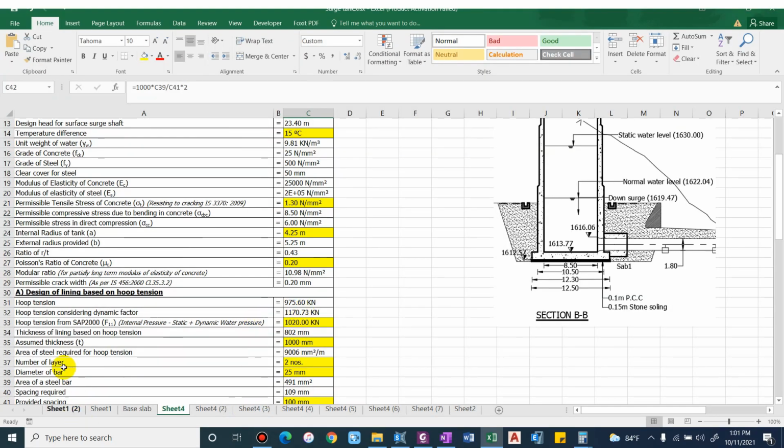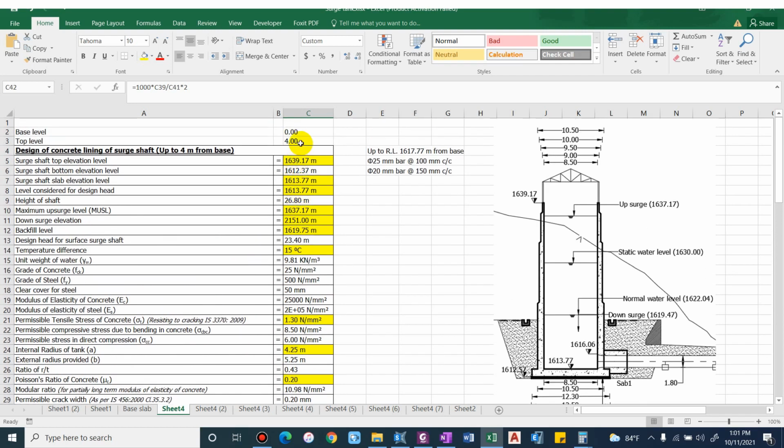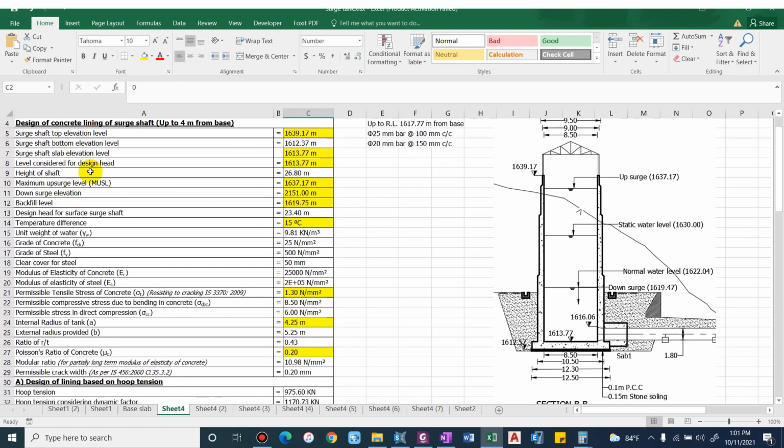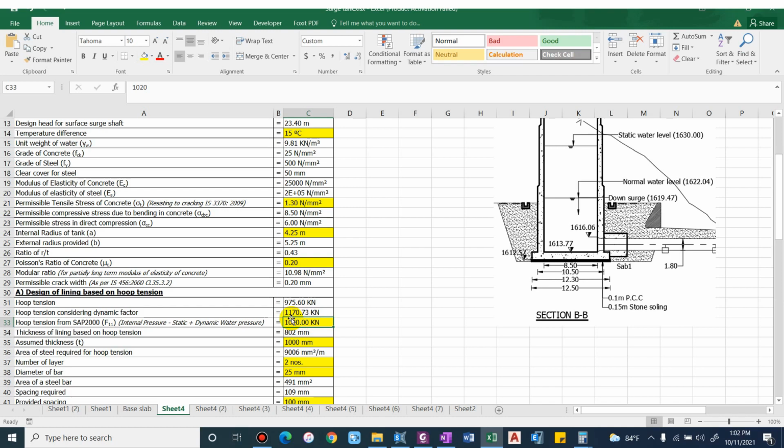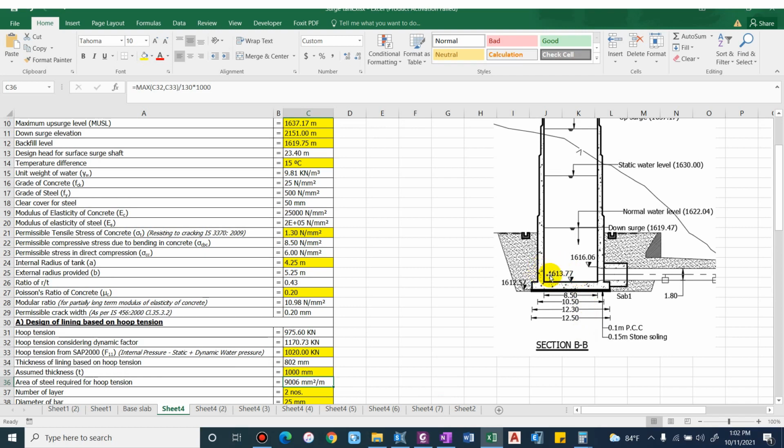I have prepared an Excel sheet, and you can see that at 0 meter, or at the level considered for design head, 1613.77, we are at this point, and we got the hoop tension as 975.6. Considering the dynamic factor, the value came as 1170. I'll explain this later on. On the basis of that, we got the thickness of lining as 802 mm, and we assumed 1000 mm with this reinforcement. So this was at this depth.